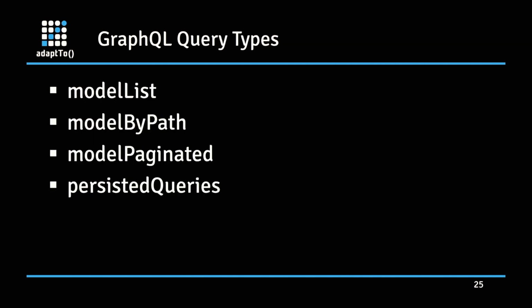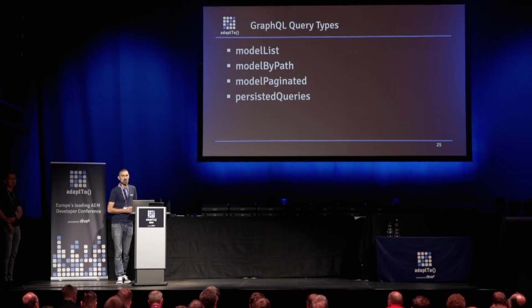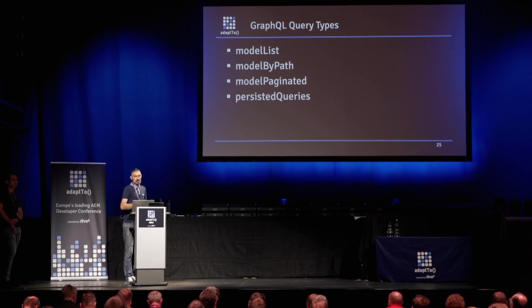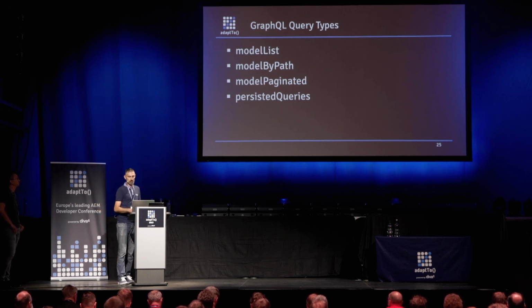Besides list and paginated query, we also have a third one, which is retrieving the content by path, if you just want to retrieve one specific model. And the persisted query, which is not per se GraphQL, is just a regular GET request if you want to improve performance.